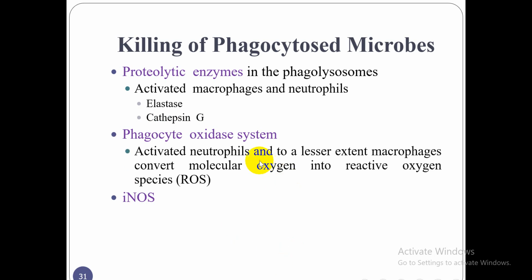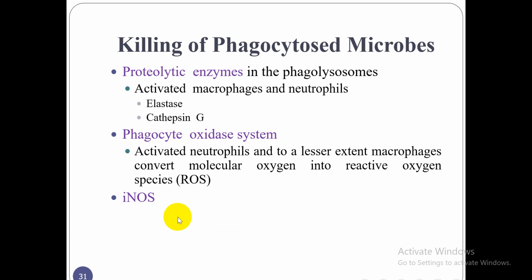Activated neutrophils and, to a lesser extent, macrophages convert molecular oxygen, which means O2, into reactive oxygen species, or ROS. And as you know, this ROS is toxic for the phagocytosed microbe. So this is a very important mechanism in activated neutrophils, and also in macrophages, for killing the phagocytosed microbes.